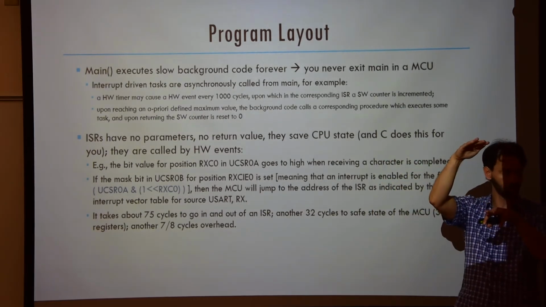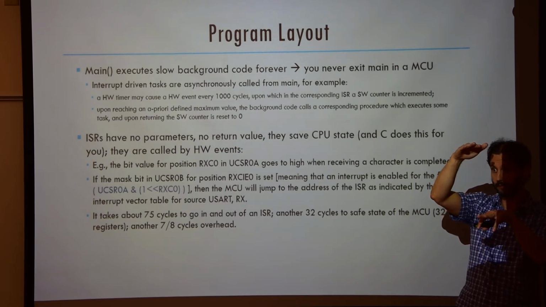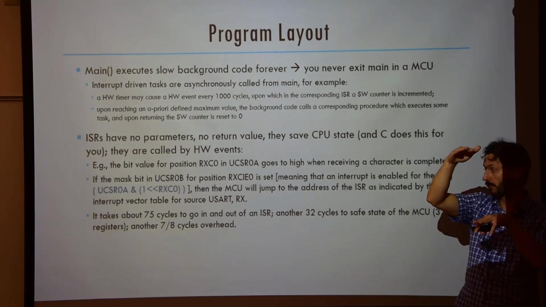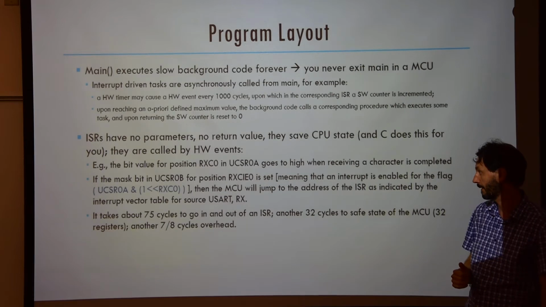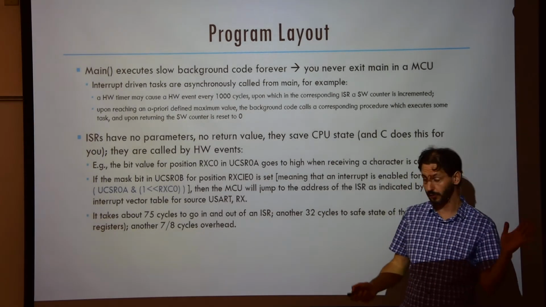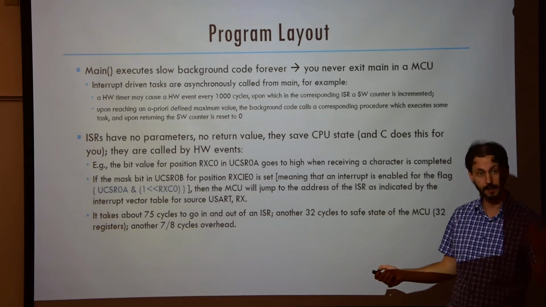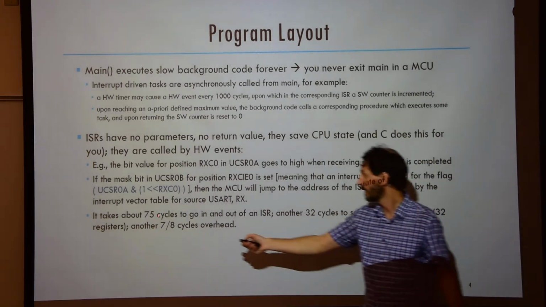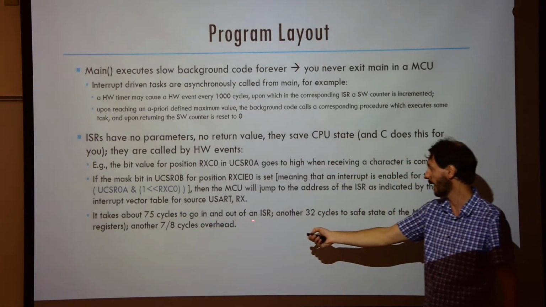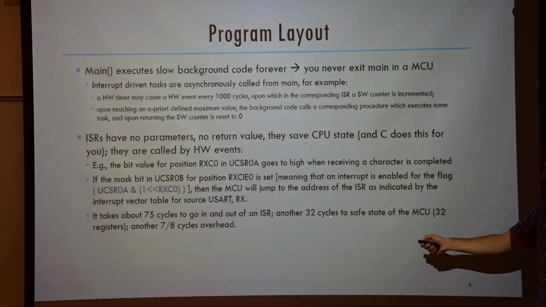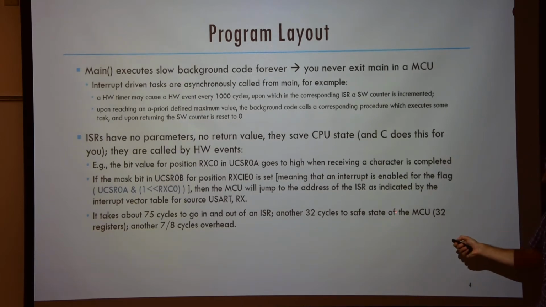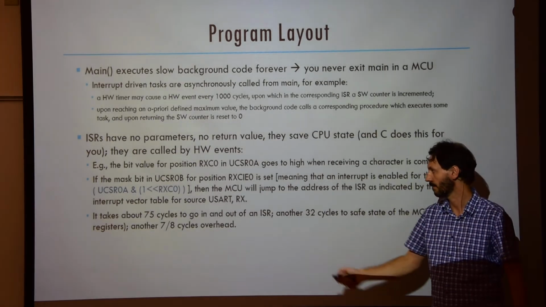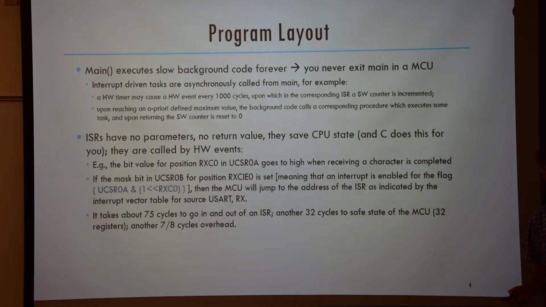That's right at the start of your program memory, and it has a certain address. I think it's 0x0024. That's what I remember. Now when that interrupt service routine is called, it does take a little while before it gets there. It takes about 75 cycles to go in and out of an ISR. Why? Because you need to save the current state of the MCU, and there's still another bunch of overhead that you need to work with.